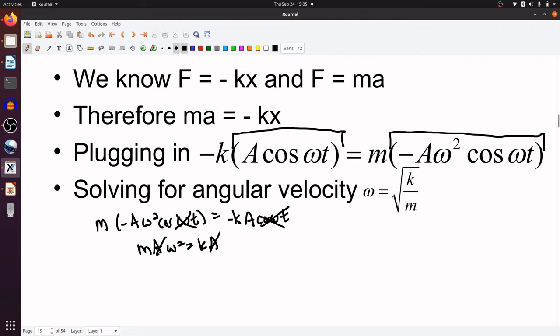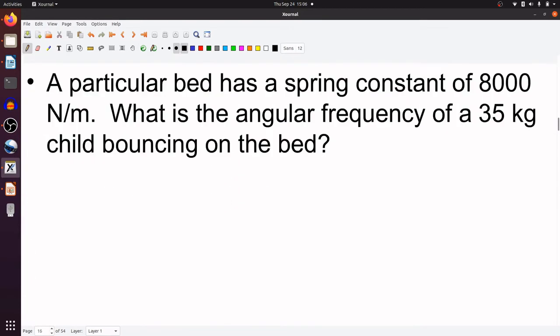A's now go away, and then we get omega is equal to the square root of k over m. So the angular frequency of your simple harmonic oscillator is going to be simply the spring constant divided by the mass, square rooted. But you get what I'm saying. So we can use that equation to get the angular frequency, and we will do that on the next problem.